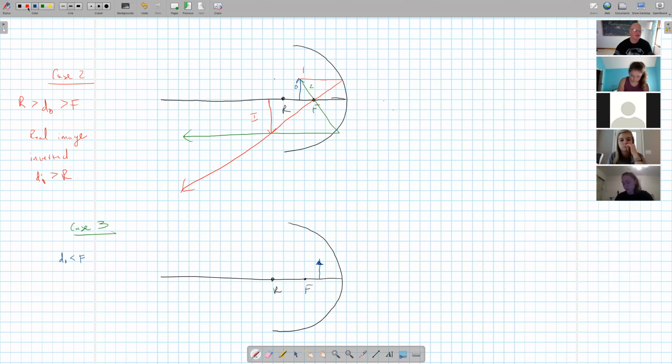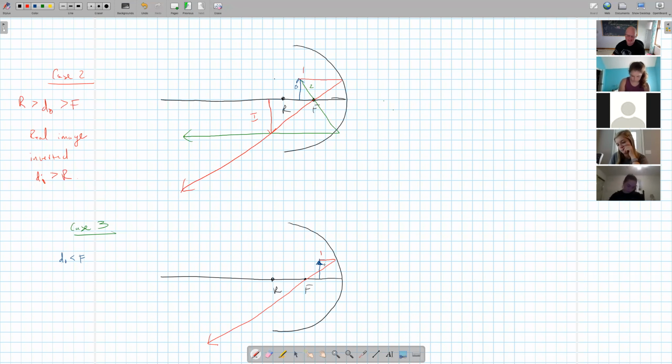Again, we want to know what is the image location. So here, again, we're going to start off with ray number 1. Ray number 1, again, will be parallel to the principal axis, hit the lens, or sorry, mirror, and then gets reflected through the focal point. So there is ray number 1.